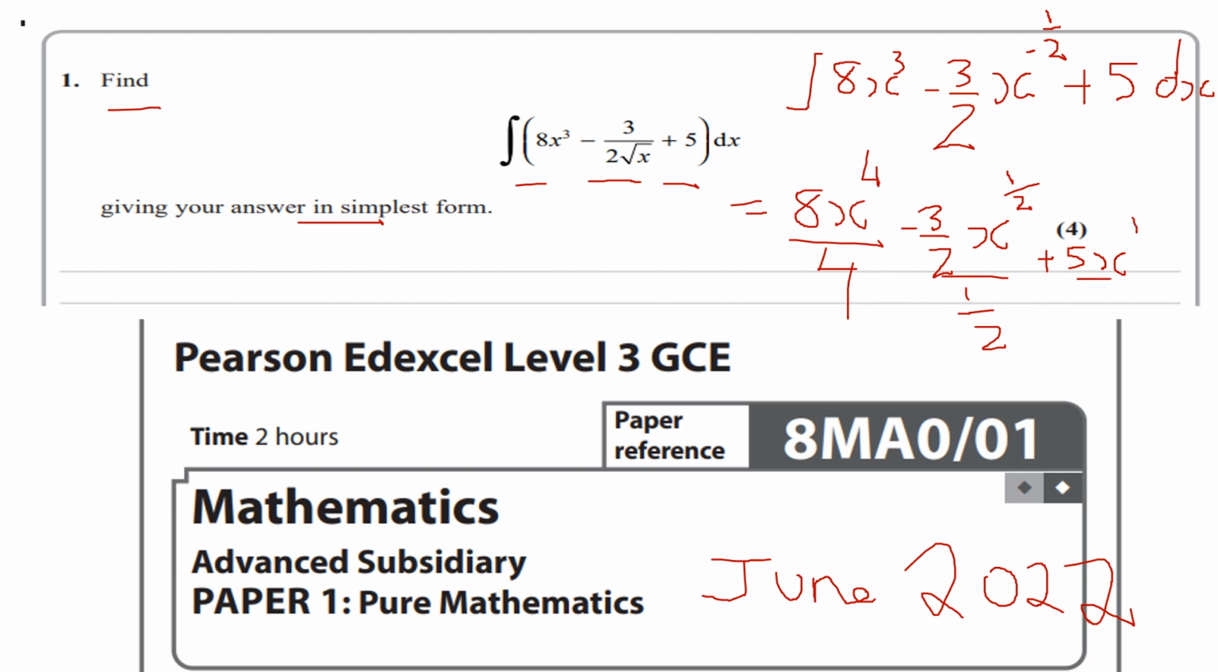plus that integration constant c. Don't ever forget that in the exam when it's an indefinite integral. This is going to simplify to 2x to the power of 4. Now, the next part's a bit trickier. Remember, when you divide by a fraction, you multiply by the reciprocal. So divided by a half is the same as multiplying by 2. So you're going to get minus 6 halves, which actually goes to minus 3x to the half when you simplify. So remember, guys, dividing by a fraction, you multiply by the reciprocal, or the inverse, plus 5x plus that c, and that was worth 4 marks.